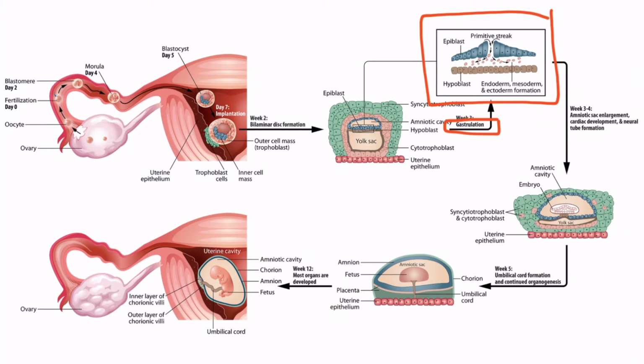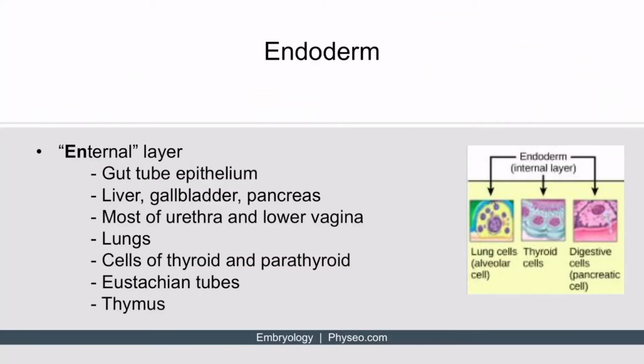So as the cells from the epiblast migrate through the primitive streak, which we can see right here, they form the endoderm, mesoderm, and ectoderm, which we can see right here. Okay, now that we understand how the body layers are established through the process of gastrulation, let's talk about the adult derivatives of endoderm. A mnemonic that some students find helpful is internal layer. In other words, the endoderm forms many of the body's internal structures.